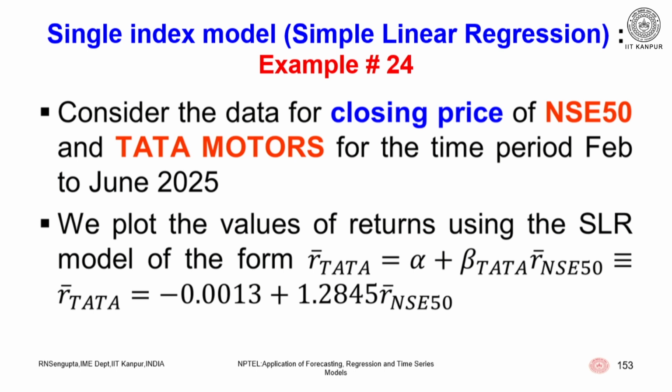that, if you remember, you have R bar I, which is equal to R bar Tata, Tata suffix means for the Tata stock, is equal to alpha, which is for the Tata Motors, plus beta of the Tata, which is beta for Tata Motors, into R bar NSE 50. That value comes out to be alpha being minus 0.0013 and the value beta comes out to be plus 1.2845. So, I will now switch on to the Excel file.